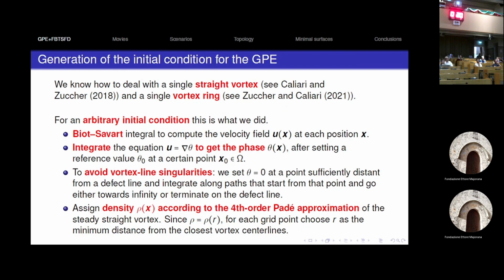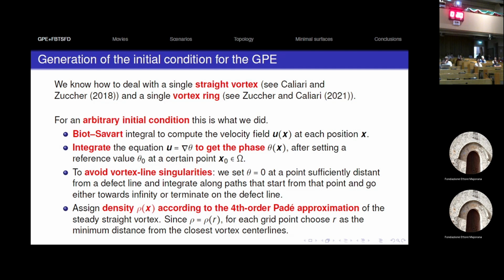Just a few words about the initial condition. We know very well how to impose an initial straight vortex, which, by the way, is the only time-independent solution of the Gross-Pitaevskii equation. So if you write a new code and you want to test your code, you just put this straight vortex. And if it stays there for days, then it means that your code is good. If it moves, there's something wrong. It's not the real straight vortex.